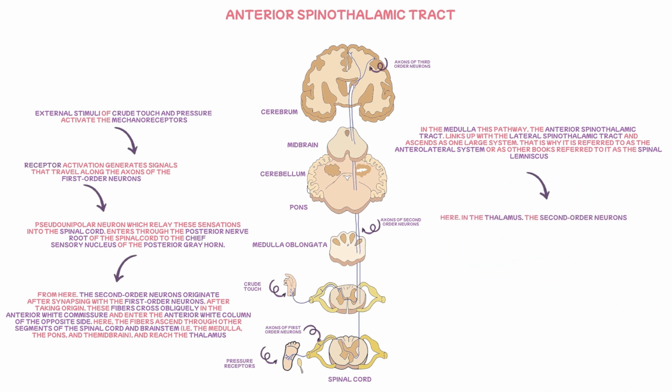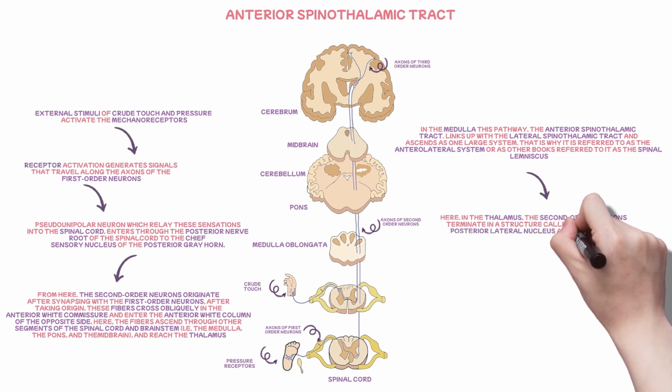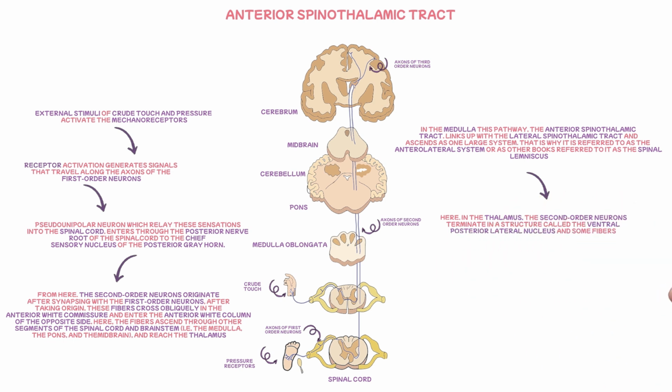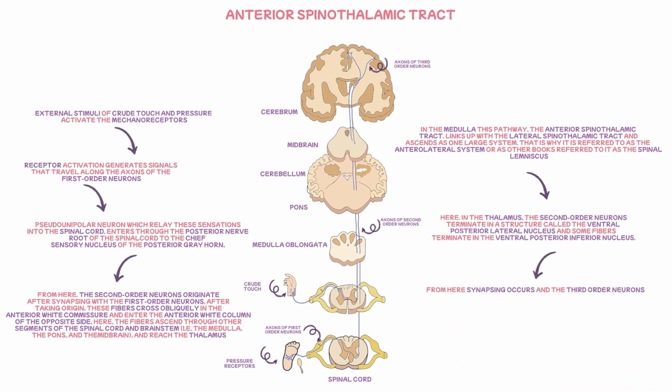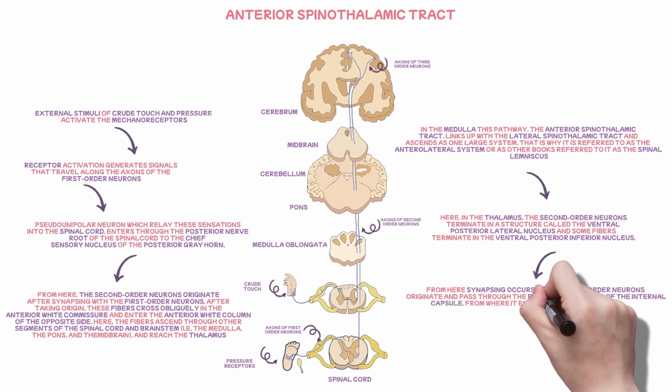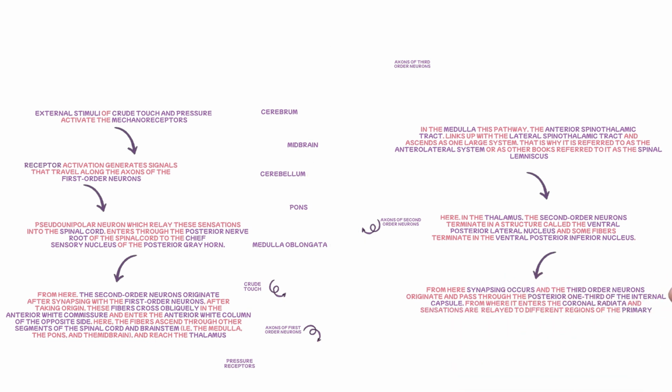Here, in the thalamus, the second-order neurons terminate in a structure called the ventral posterior lateral nucleus, and some fibers terminate in the ventral posterior inferior nucleus. From here, synapsing occurs, and the third-order neurons originate and pass through the posterior one-third of the internal capsule, from where it enters the corona radiata, and sensations are relayed to different regions of the primary somatosensory cortex that we spoke about earlier, where the crude touch and pressure sensations from different areas of the body are interpreted.